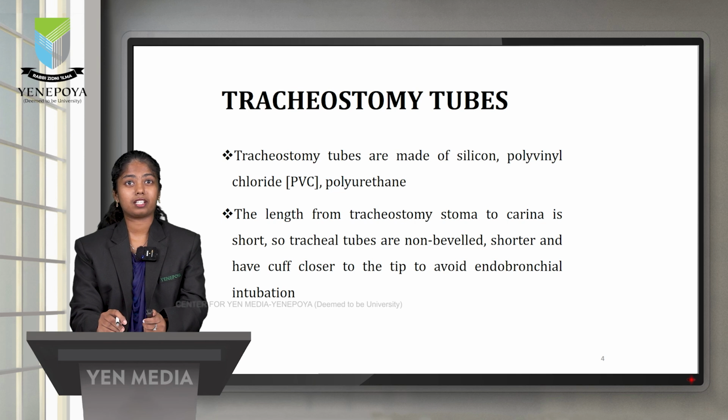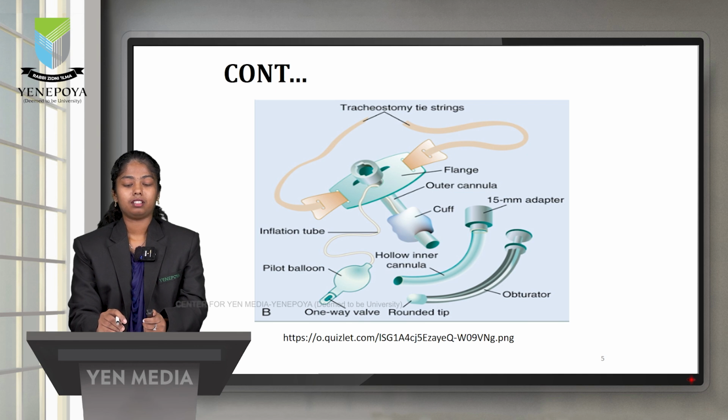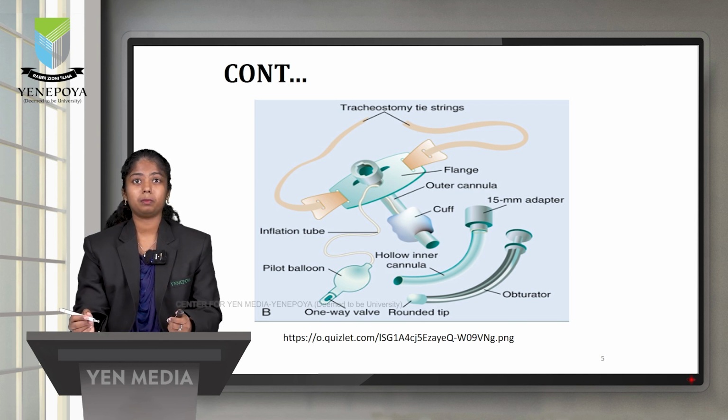Tracheostomy tubes. Tracheostomy tubes are made of silicone, polyvinyl chloride, polyurethane. The length from tracheostomy stoma to carina is short, so tracheal tubes are non-beveled, shorter and have the cuff closer to the tip to avoid endobronchial intubation. This is a tracheostomy tube. The tracheostomy tube consists of outer cannula, obturator and inner cannula.